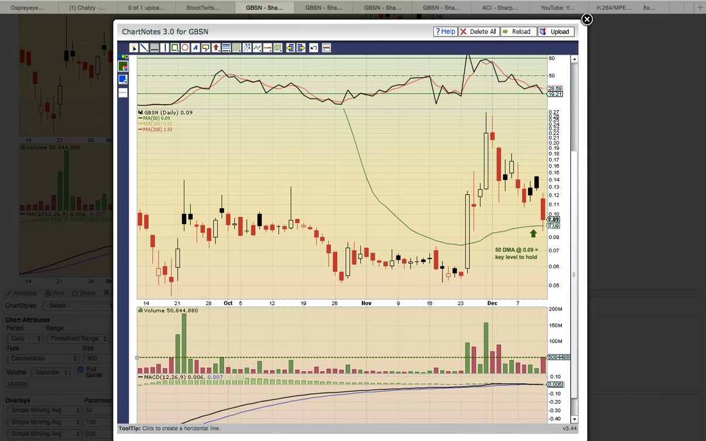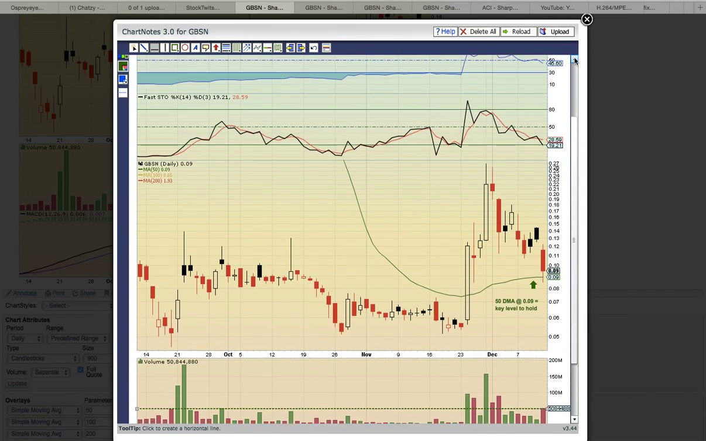And so the close on Friday was above the 50-day simple moving average. Going forward, if GBSN can hold that level, there should be a bounce, and that would equal upside potential. If the 50-day moving average turns into resistance, that's going to signal downside risk. So bulls, you do not want to see this green line turn into resistance.